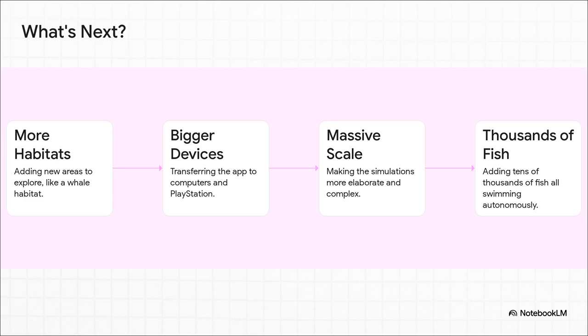So what's next on the roadmap? Well, it's pretty incredible. The process starts small, adding new habitats for bigger animals like whales. Then you take that hyper-optimized code and scale it up for more powerful computers. And suddenly, the simulation can handle not just a few fish, but tens of thousands of them, all swimming and behaving on their own. It's an absolutely amazing vision.